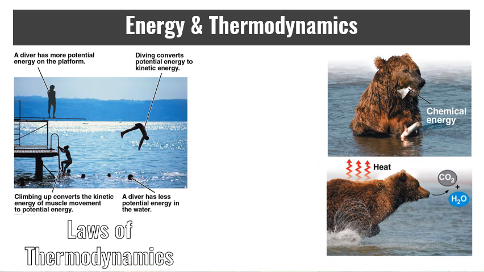The first law, of course, is that energy and matter, which is connected, cannot be created nor destroyed. So in the example of the diver on the left, as you climb the ladder, you're using chemical energy to build gravitational potential energy. Then you jump, and that potential energy turns into kinetic energy. It hits the water, and that energy is dispersed. It has less potential energy now. And it's all transfers of energy.